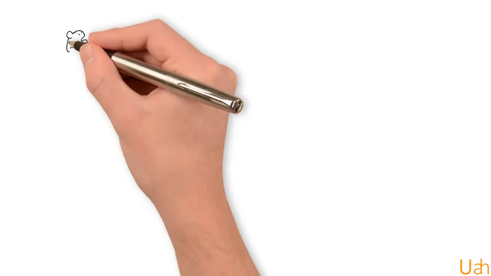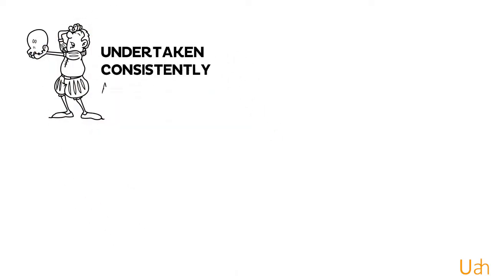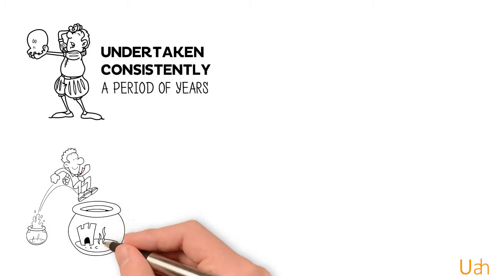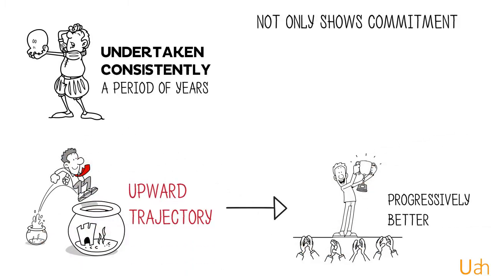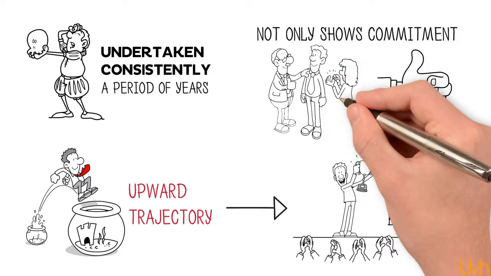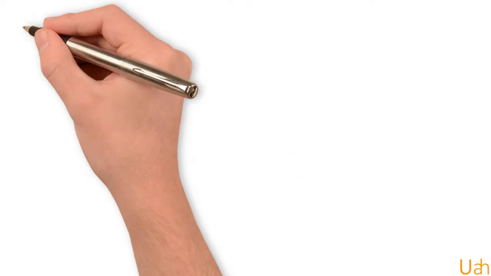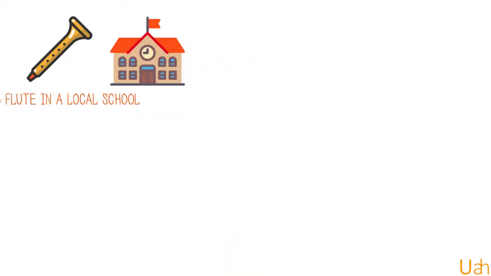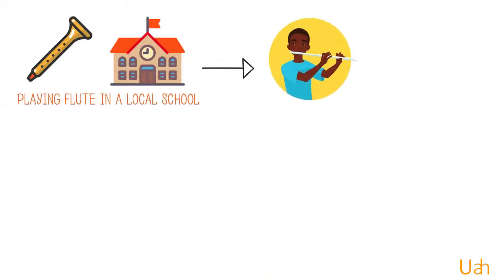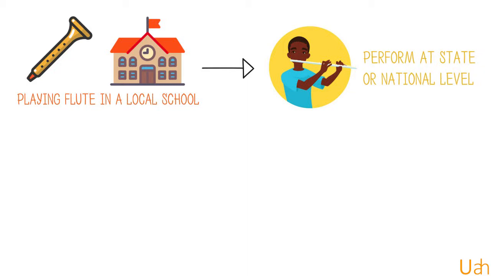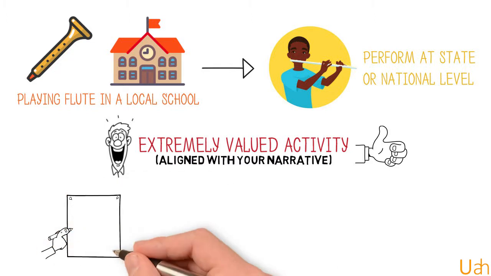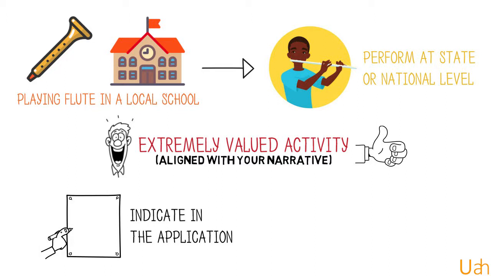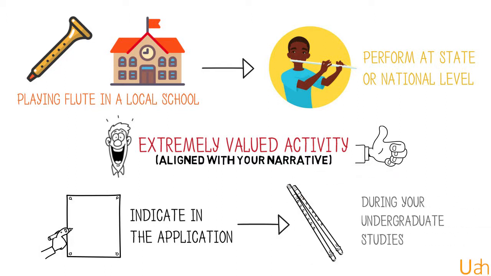Trajectory. Activities which are undertaken consistently over a period of years with a display of upward trajectory, by becoming progressively better at it, not only show commitment, but are extremely valued by application assessors. For example, if you start out playing the flute in a local school and over time have gone on to perform at state or national levels, then it is an extremely valued activity, as long as it's aligned with your narrative, like music. It is encouraged to indicate in the application that you intend to follow these activities during your undergraduate studies as well.